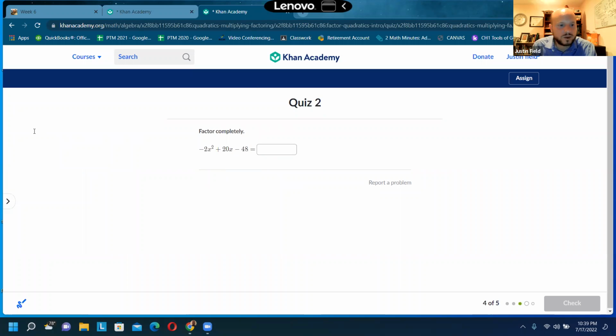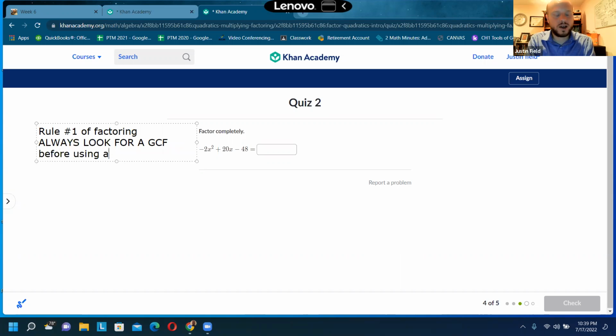Now, this one looks a little harder. So I need to tell you rule number 1 of factoring. Rule number 1 of factoring. Always look for a GCF before using area model, which is what I just did. That thing is called the area model, the boxes.